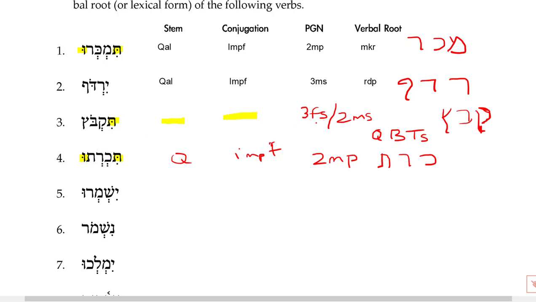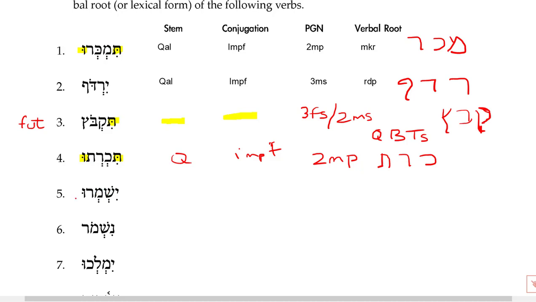Third feminine singular would be she will gather. Second masculine singular, you will gather. The default translation for this is going to be future, but in context it could be present, it could be future, sometimes even past, but the default, I'll just make them future. And so this one, Qal imperfect, second masculine plural, to cut, so you masculine plural will cut.